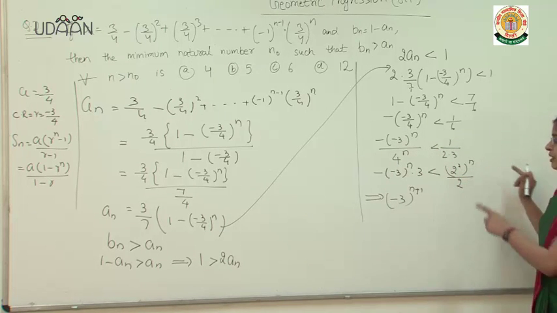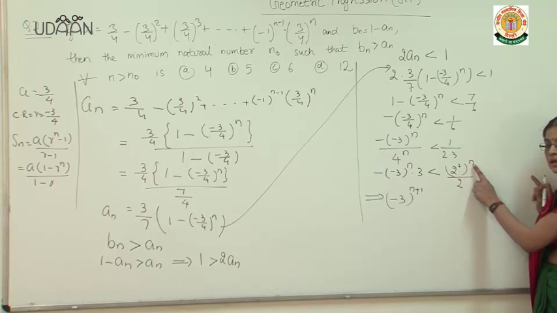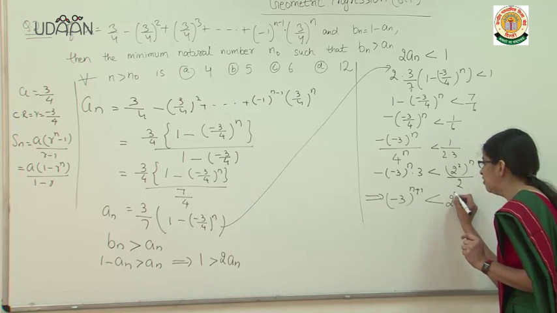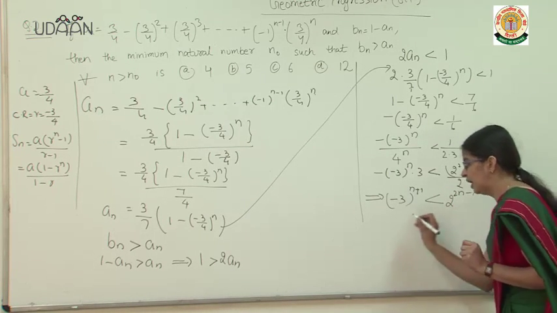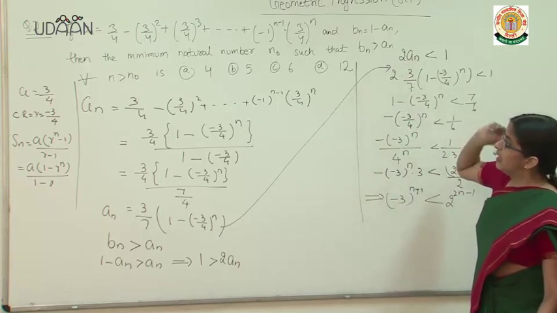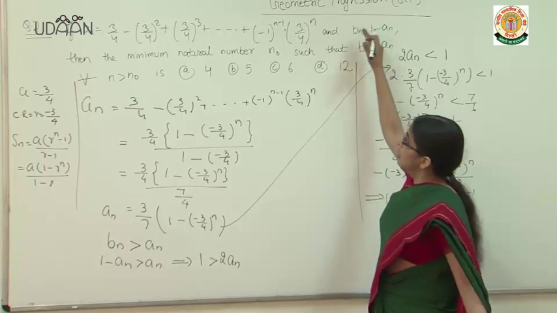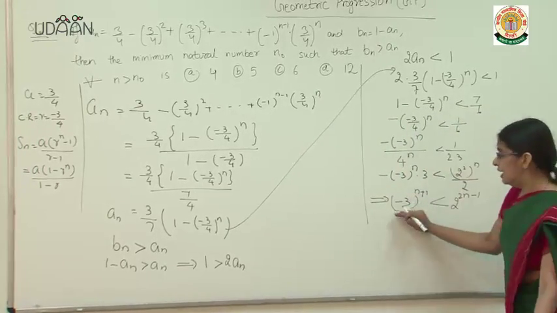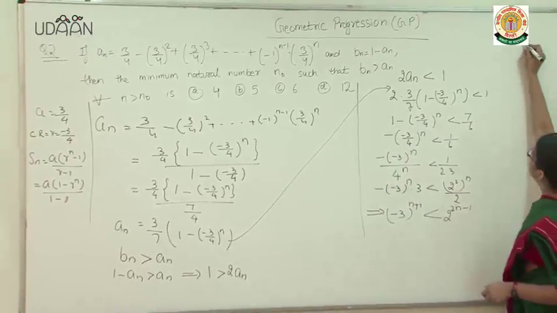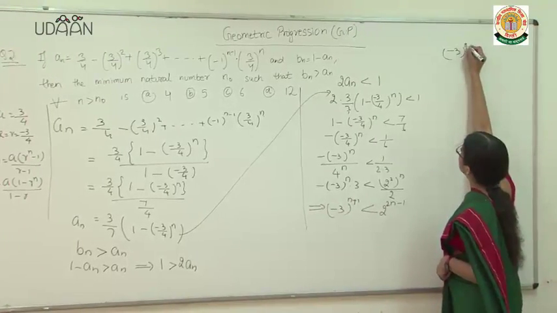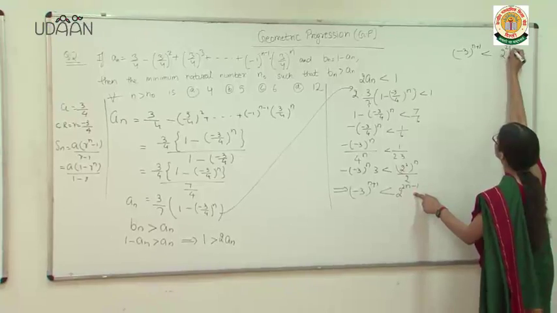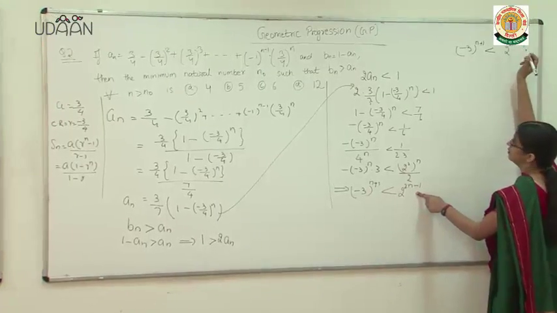Simplifying, the numerator is 2^(2n), the denominator is 2. So we can write it as 2 to the power 2n minus 1. What we have done is apply the conditions given and simplify, so we got an inequality which is minus of (−3)^(n+1) less than 2^(2n−1).